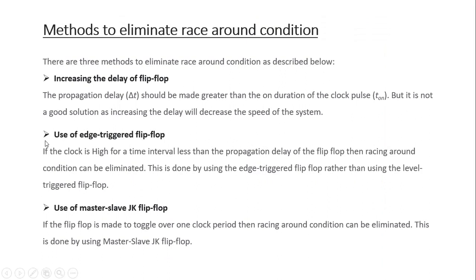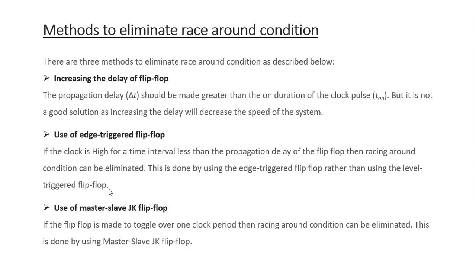So the second thing we can use is an edge triggered flip-flop. That thing we have discussed, the edge detector circuit, so we can introduce that circuit. If the clock is high for a time interval less than the propagation delay of the flip-flop, then the racing condition can be eliminated. This is done by using the edge triggered flip-flop rather than the level triggered. Okay, so this is the second option.